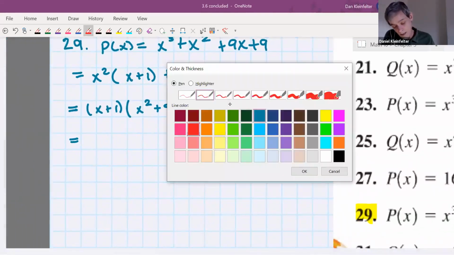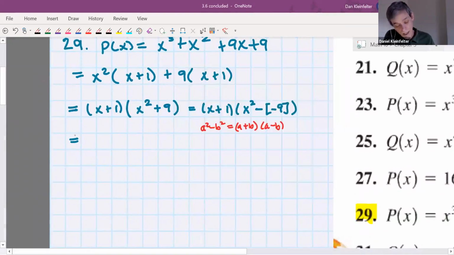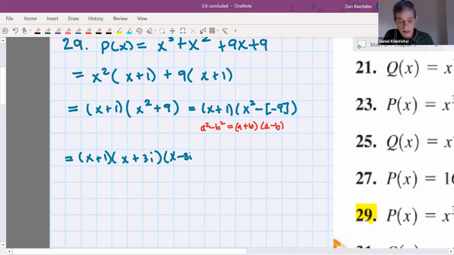So let's do that. We will have x plus 1, and then our x squared plus 9 will factor as x plus 3i, x minus 3i. The 3, of course, is the square root of 9. And then the fact that this was a plus 9, when we wrote that as x squared minus -9, we're taking square roots of -9. The two square roots of -9 are 3i and -3i.